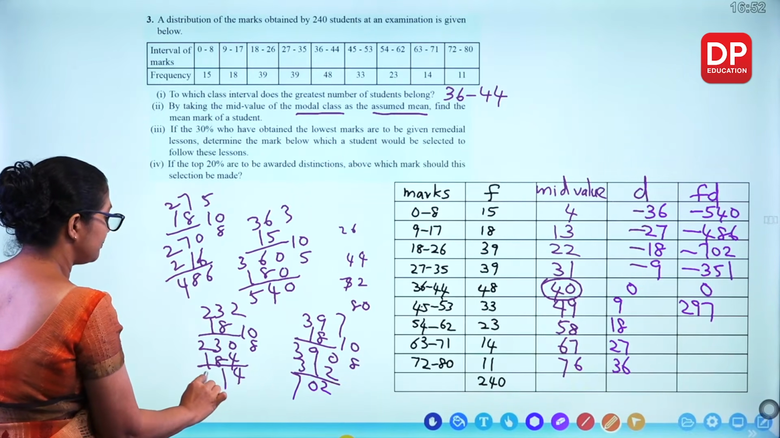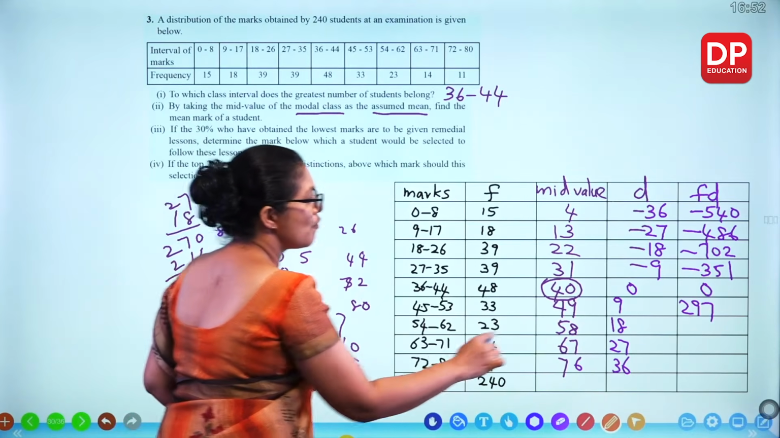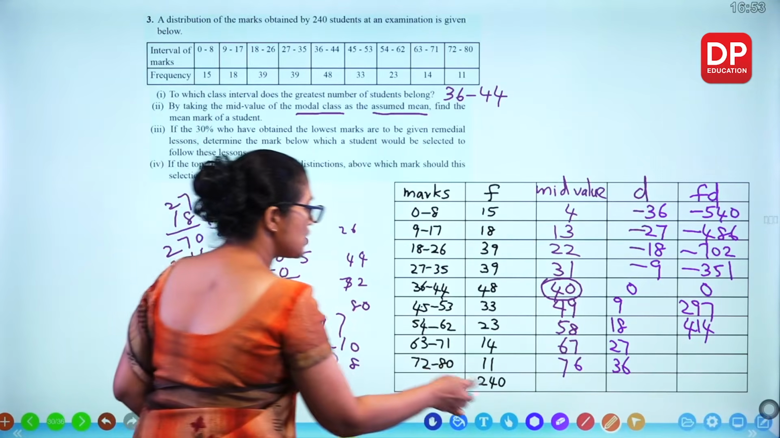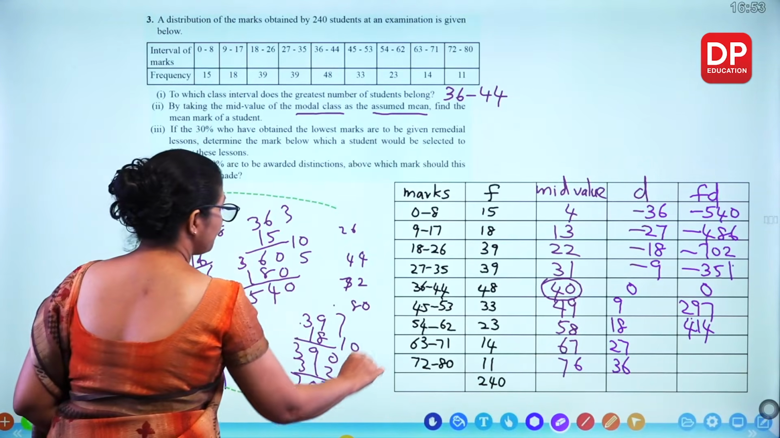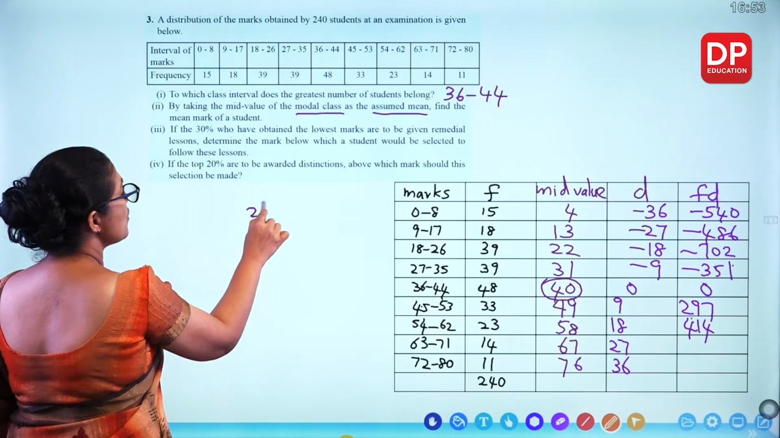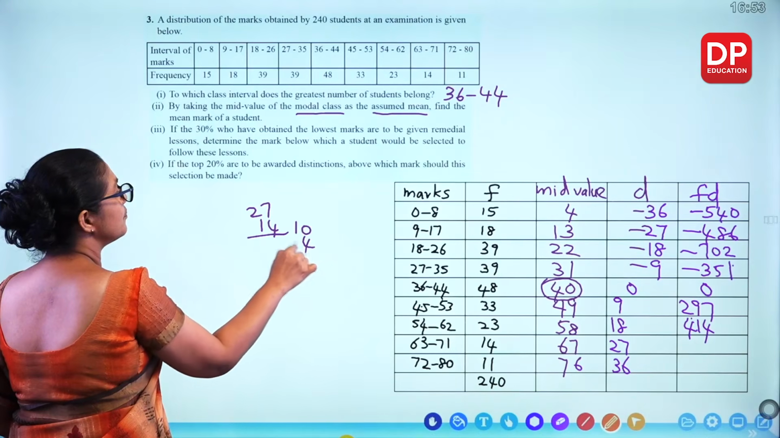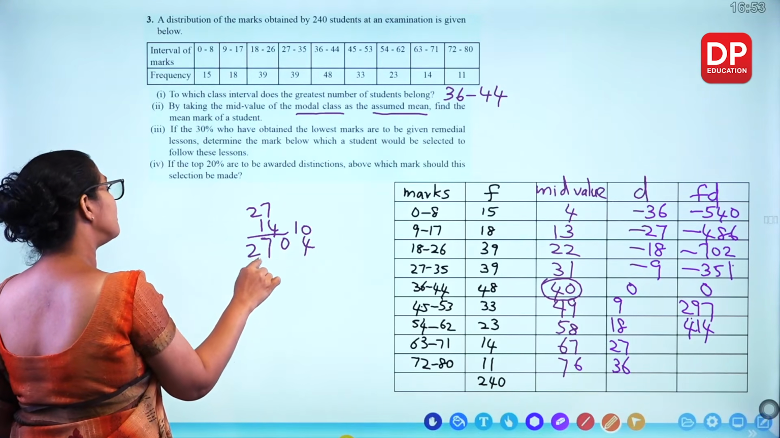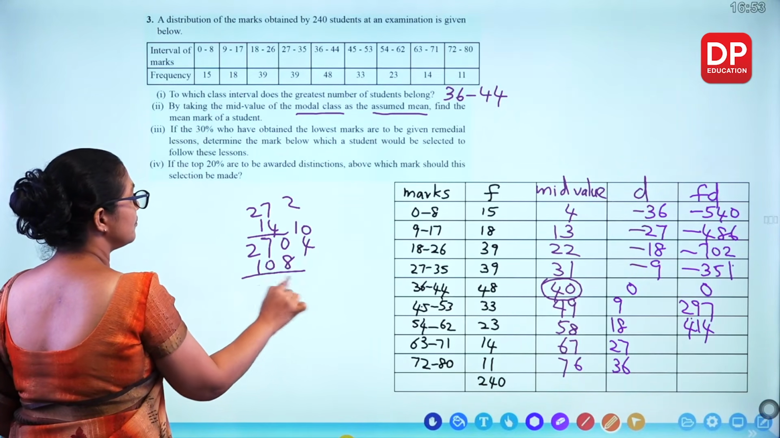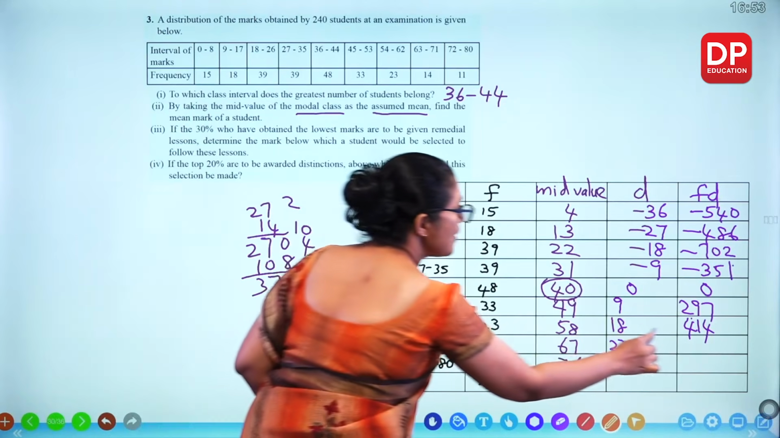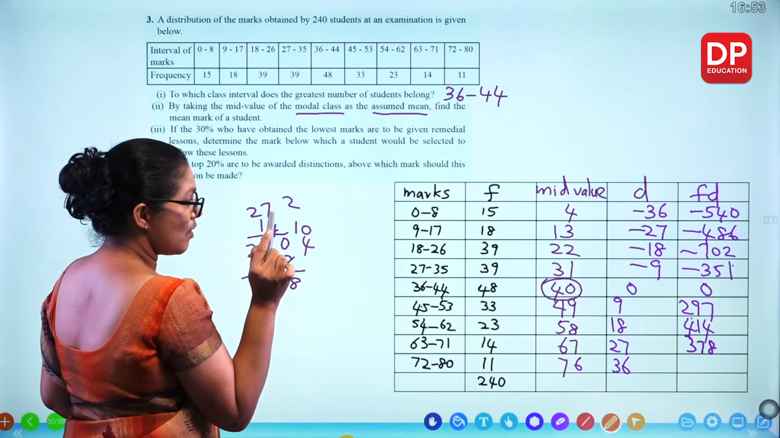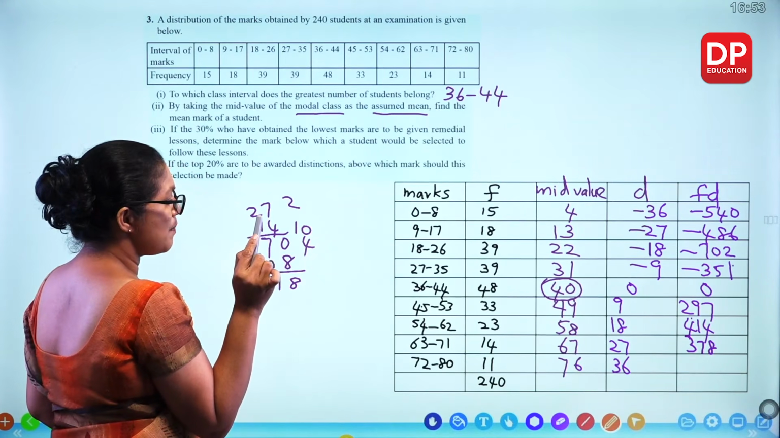You get 414. 27 times 14, we'll take the space now. 27 times 14, you get 378. Now we have 36 times 11.